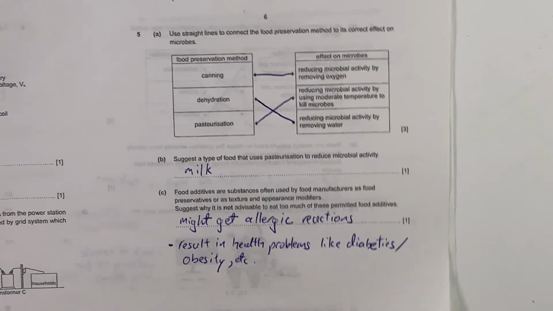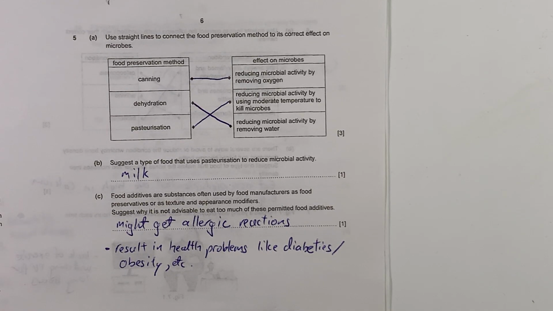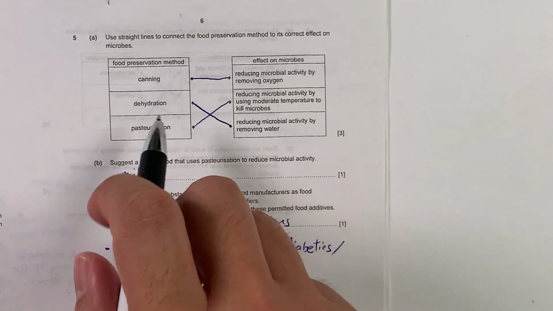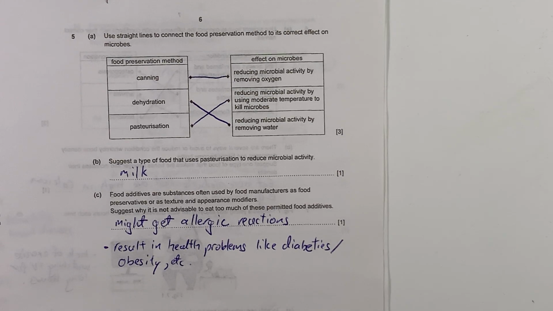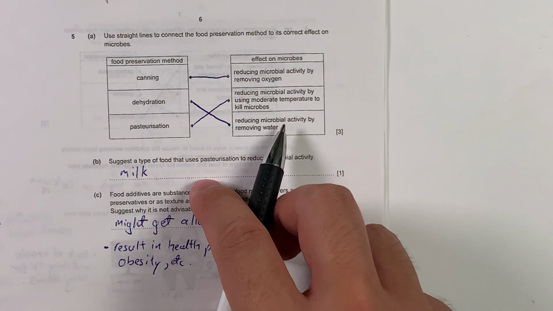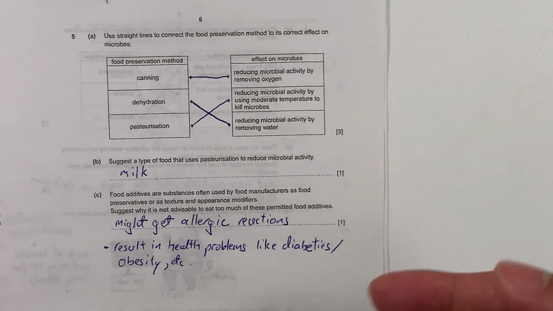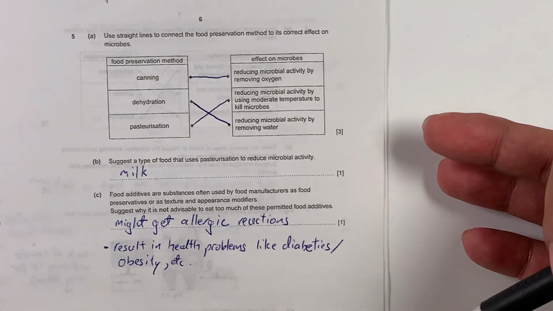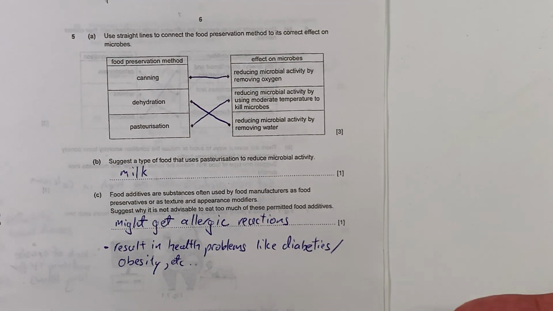Okay, question 5, the food preservation methods. You need to know part of it. In fact, for canning, I wasn't very sure at the start, but dehydration and pasteurization I was very sure. So after joining these 2, I would be able to identify that canning is basically to reduce oxygen. Dehydration is to reduce the water content. Pasteurization, basically the idea is to heat up the food, or in many cases milk, to a higher temperature before cooling it down. When we do that, we are trying to kill off as many microbes as possible before cooling it down.